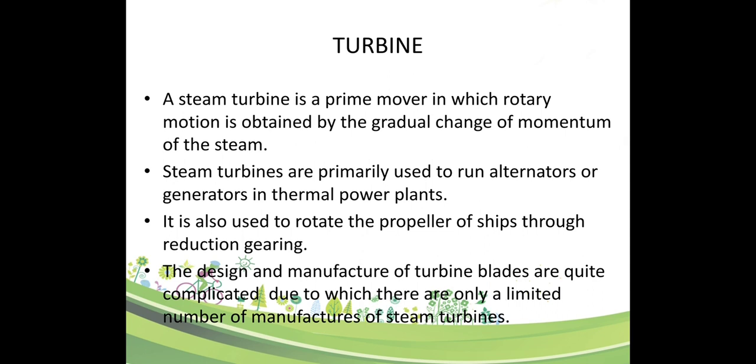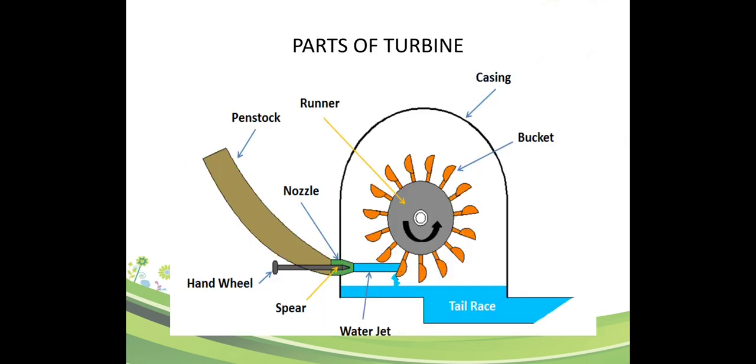It is used to develop the mechanical energy from the heat of the steam. It is also used to rotate the propeller of a ship through a reducing gear. We can use the turbine to run the ship. The design and manufacture of turbine blades are quite complicated to do. It is very limited compared to the manufacturing of the turbine. It is an example of the turbine.